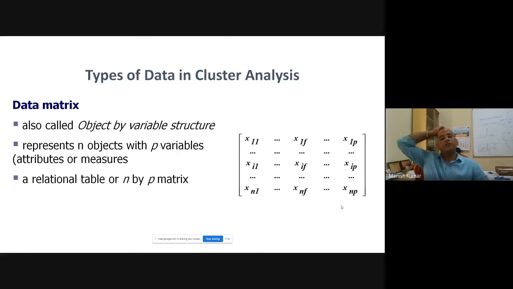Some preliminary things which I will quickly go through. When you talk about cluster analysis, you always go for a data matrix. A data matrix is nothing but an object by variable structure. It represents n objects with p variables. Obviously, it is a relational table, an n by p matrix. We can represent the entire data matrix in this form, and obviously this matrix will be used to find the dissimilarity matrix.